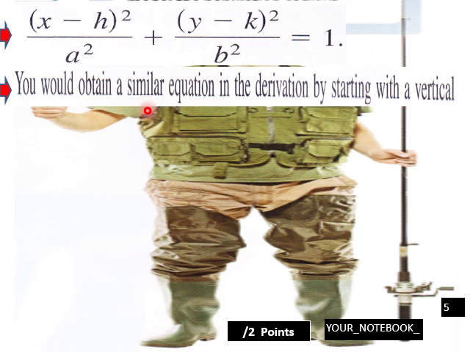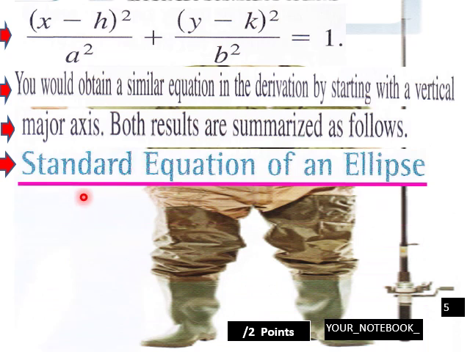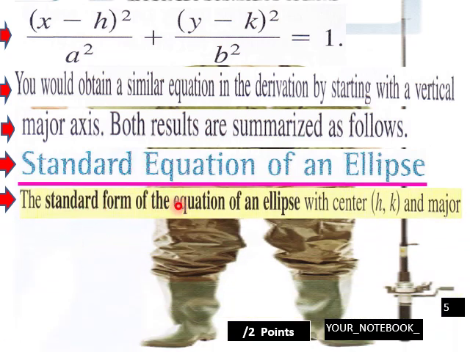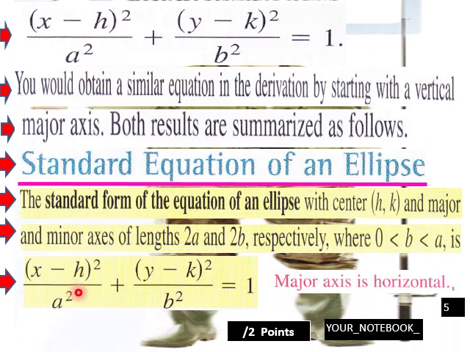You would obtain a similar equation in the derivation by starting with a vertical major axis. So both results are summarized as follows. The standard form of the equation of an ellipse with center (h, k) and major and minor axes of lengths 2a and 2b respectively, where 0 is less than b is less than a, is, here it is, major axis is horizontal. In this case, a squared would be in the denominator of x, so that would make it horizontal. And then our minor axis, b squared, would be underneath the (y minus k) quantity squared. That would be your minor there.